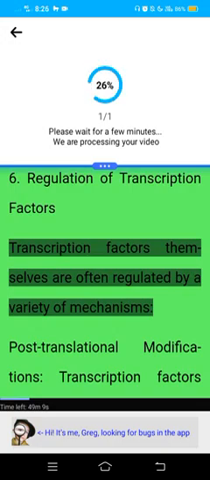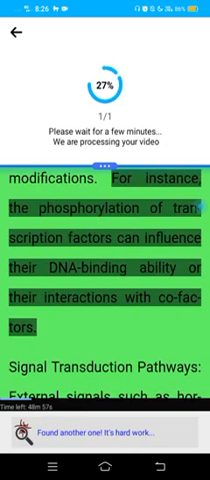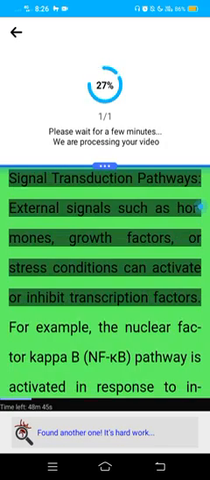Transcription factors themselves are often regulated by a variety of mechanisms. Post-translational modifications. Transcription factors can be activated or inhibited by phosphorylation, acetylation, ubiquitination, or other modifications. For instance, the phosphorylation of transcription factors can influence their DNA binding ability or their interactions with cofactors.